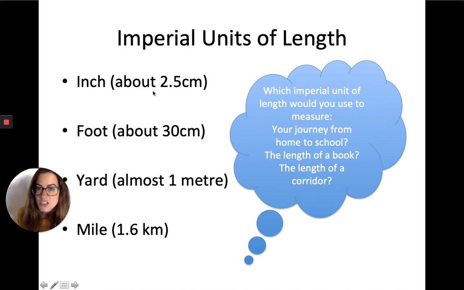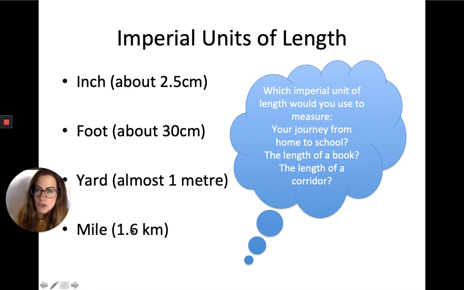So an inch is about, remember we use that sign for about, approximately, that wobbly equal sign, about 2.5 centimetres. A foot is about 30 centimetres. It's about the size of your books at school, your English books. A yard is almost 1 metre. So if you remember, we've been talking about metre sticks. A yard is just a bit less than that. And a mile is 1.6 kilometres.